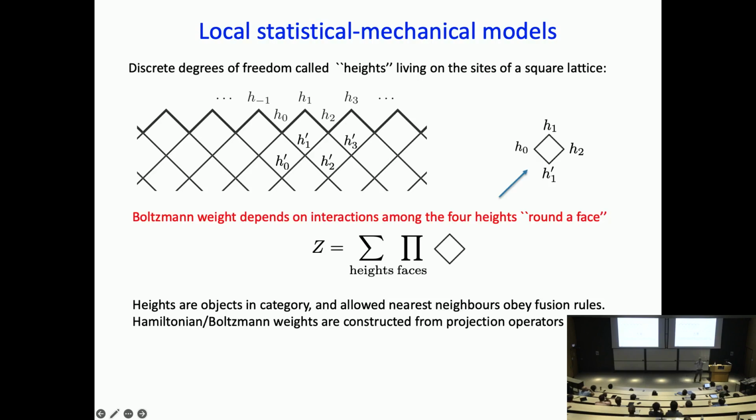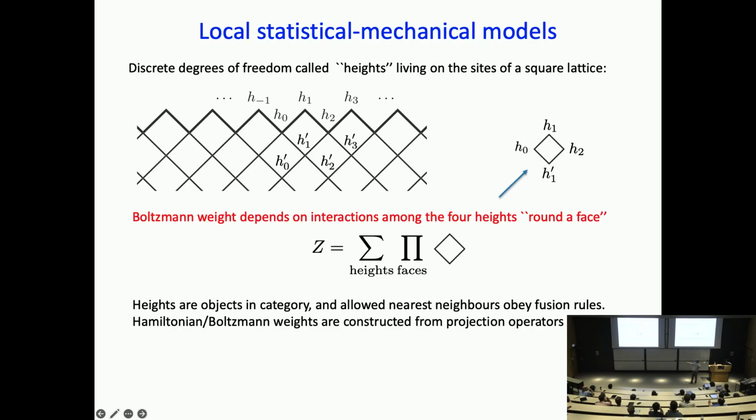So you sum over all the allowed height configurations, and we'll say a little bit more about how that goes in the models I'm interested in. And then you take the product. By the square, I mean a number, the Boltzmann weight. It depends on the 4 heights around this face.